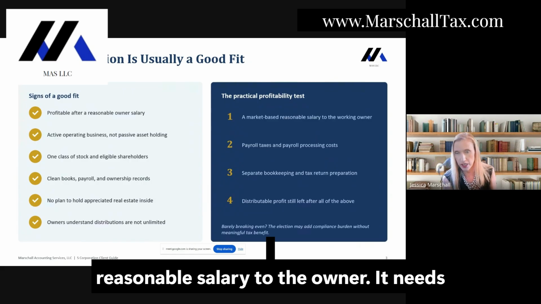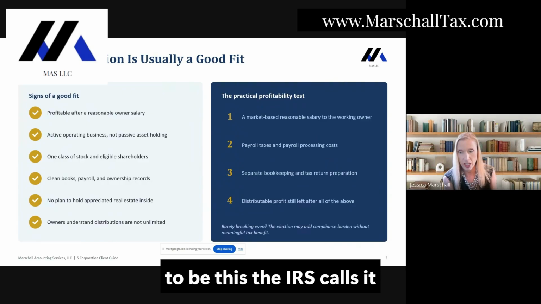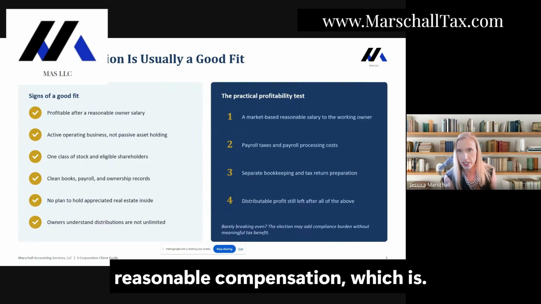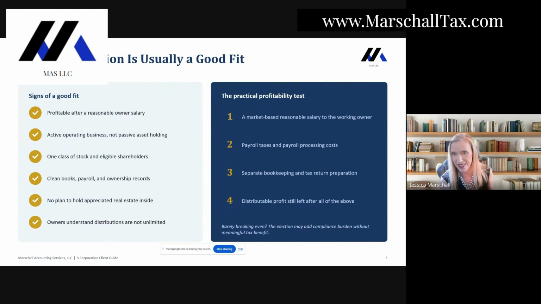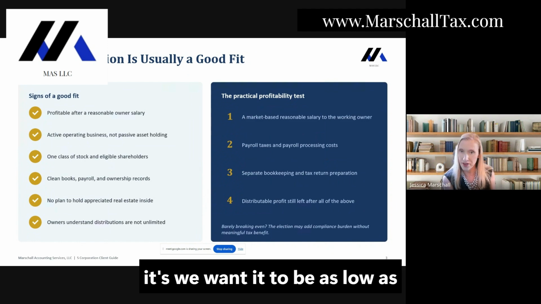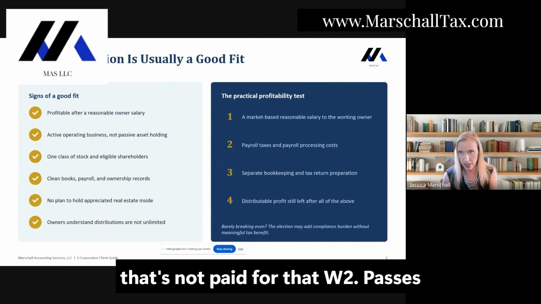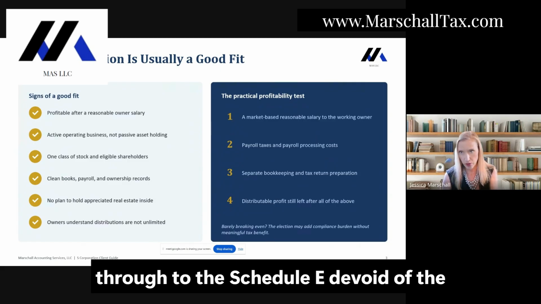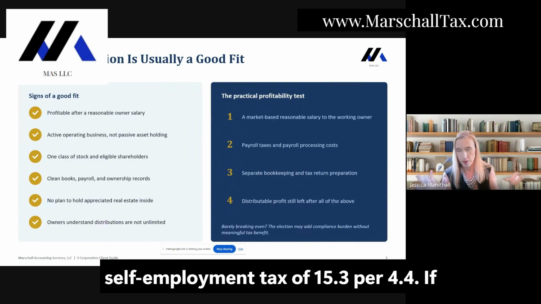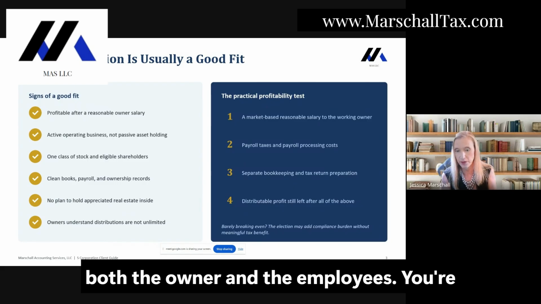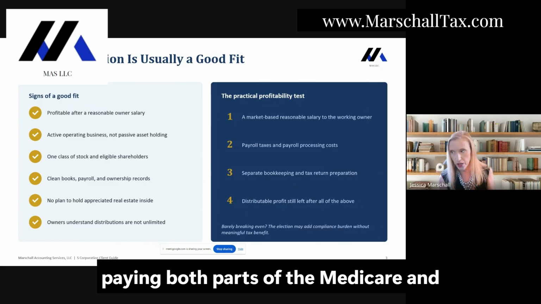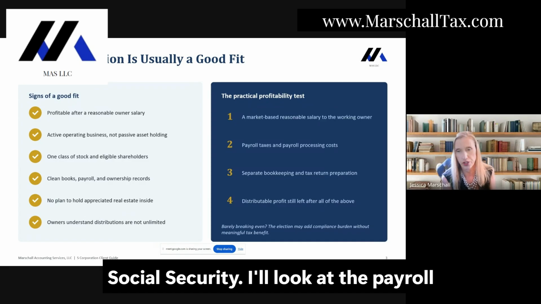It needs to be what the IRS calls reasonable compensation, which is an amorphous term, and we need to use our best knowledge as CPAs. We want it to be as low as possible, because the remaining delta that's not paid through that W-2 passes through to the Schedule E, devoid of the self-employment tax of 15.3%. If you think about the W-2, you're paying full self-employment taxes because you're both the owner and the employee, so you're paying both parts of the Medicare and Social Security.